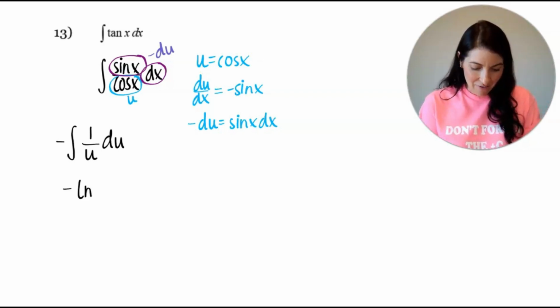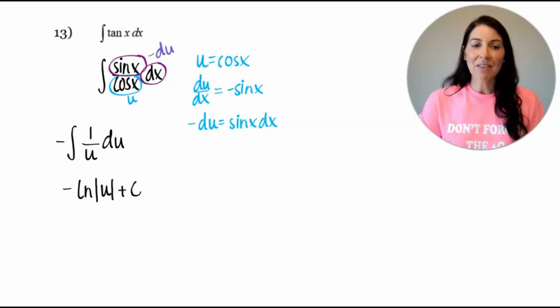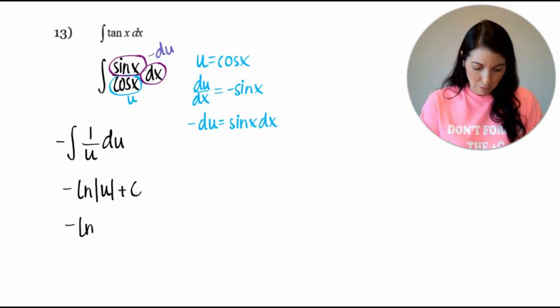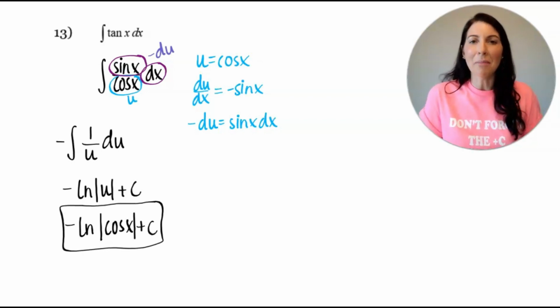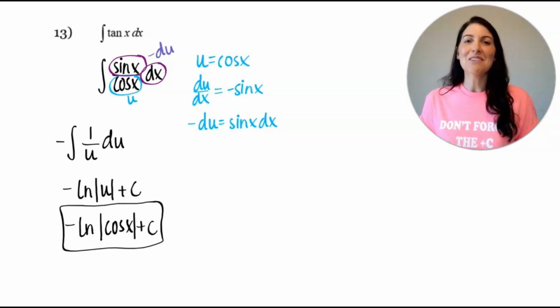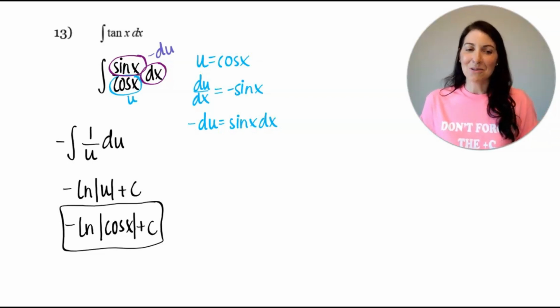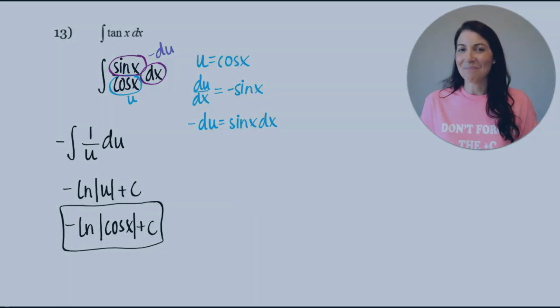So I would have negative natural log of the absolute value of u plus c. Plugging in the cosine of x for u, this would produce negative natural log of the absolute value of cosine x plus c. And some people just have that rule memorized, but it's kind of cool to see why the integral of tangent of x is negative natural log of cosine x plus c.